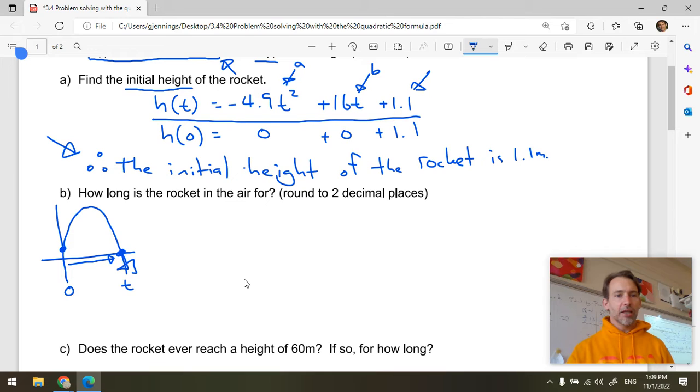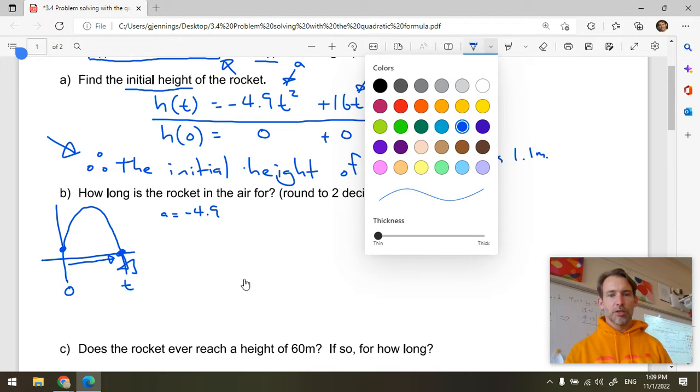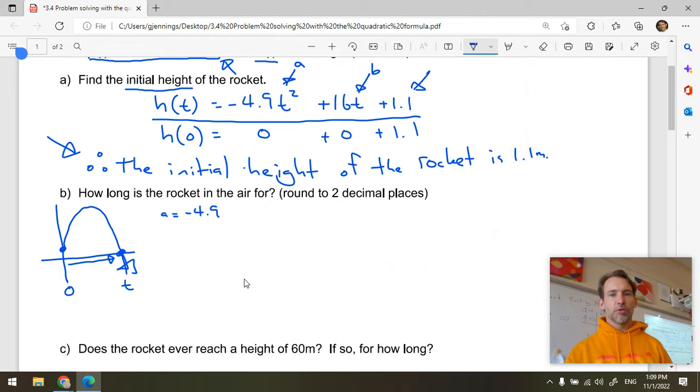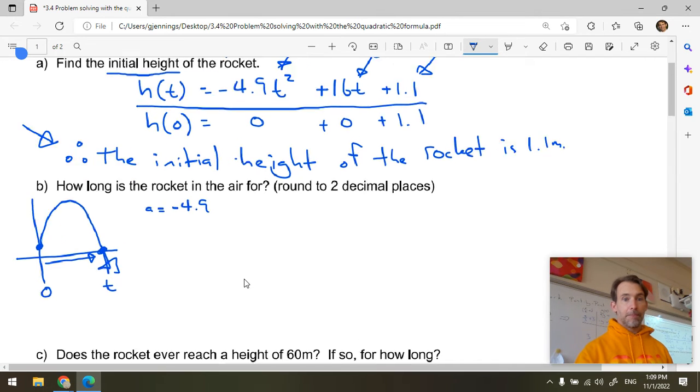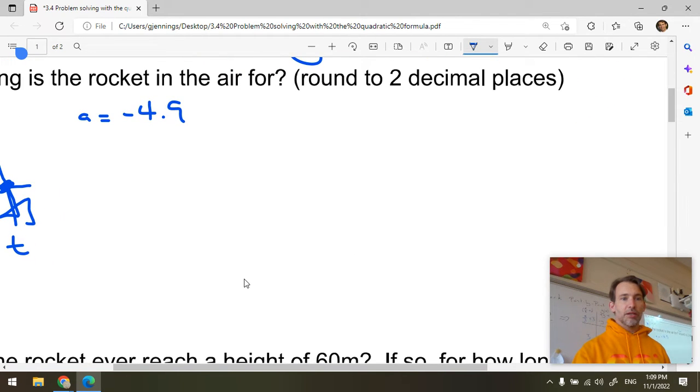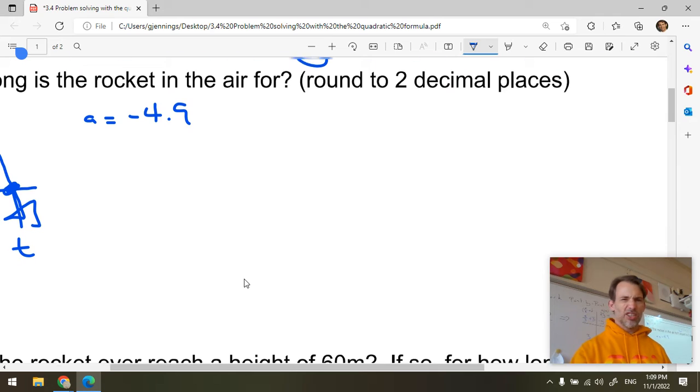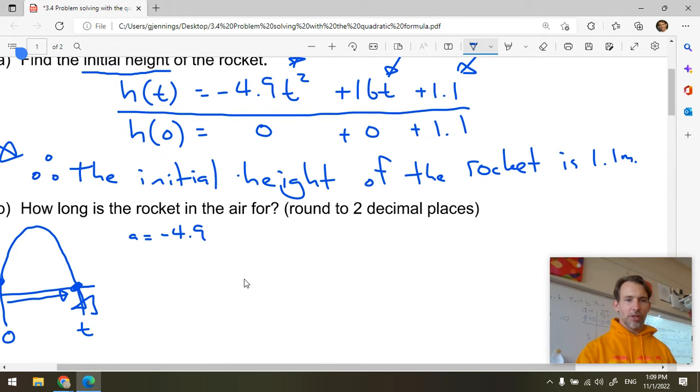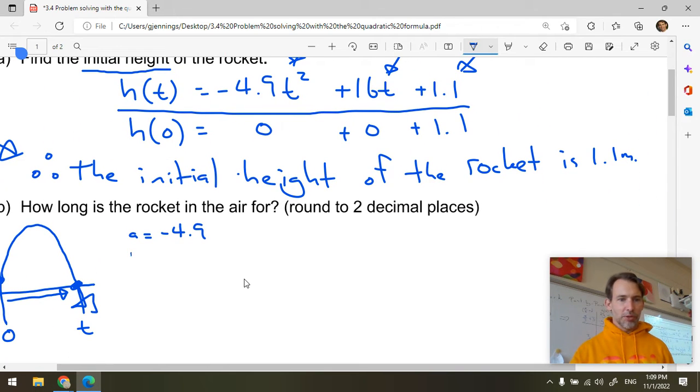We're going to make a little chart with a equals negative 4.9. I'm actually going to just change my pen here, make it a little smaller, and zoom in. People have the first one, right? I can zoom in a little bit. Here we go. A is equal to negative 4.9. Oh, I should have the function copied out. There we go. B is equal to 16. And C is equal to 1.1. All right? These are our numbers for the quadratic formula.